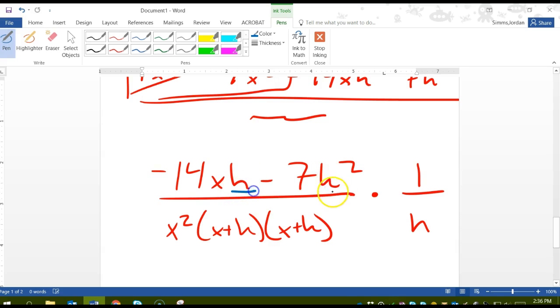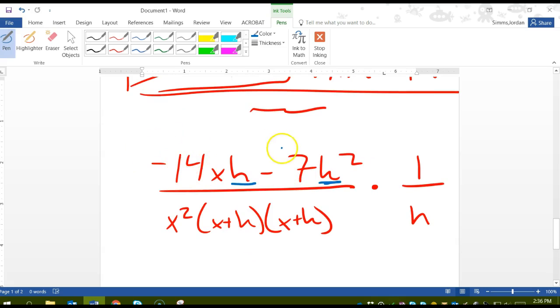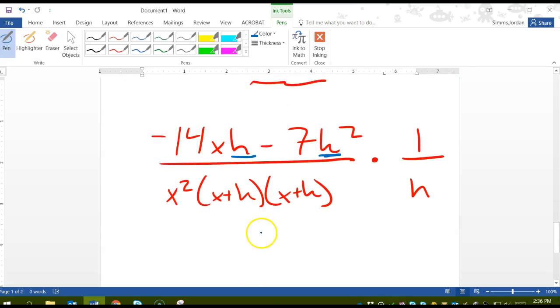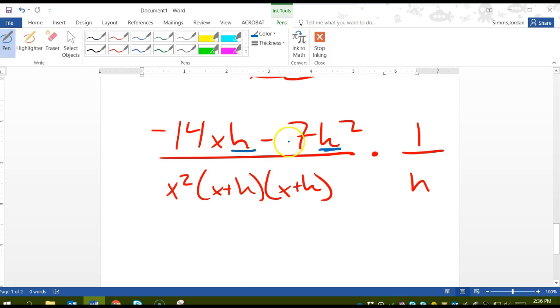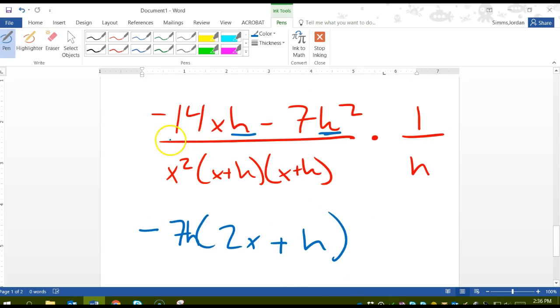So, there's a common term here, there's an h term that I can pull out. So let's factor this. This is really just a binomial, even though it's ugly, and we'll see what we have left over. So the GCF here is going to be, we can think about it as a negative 7. Now if I divide that out, that's going to be a negative 7h. If I divide that out, that's going to be 2x plus h. Okay, so what I'm doing there, I'm just factoring out and dividing all this by negative 7h.